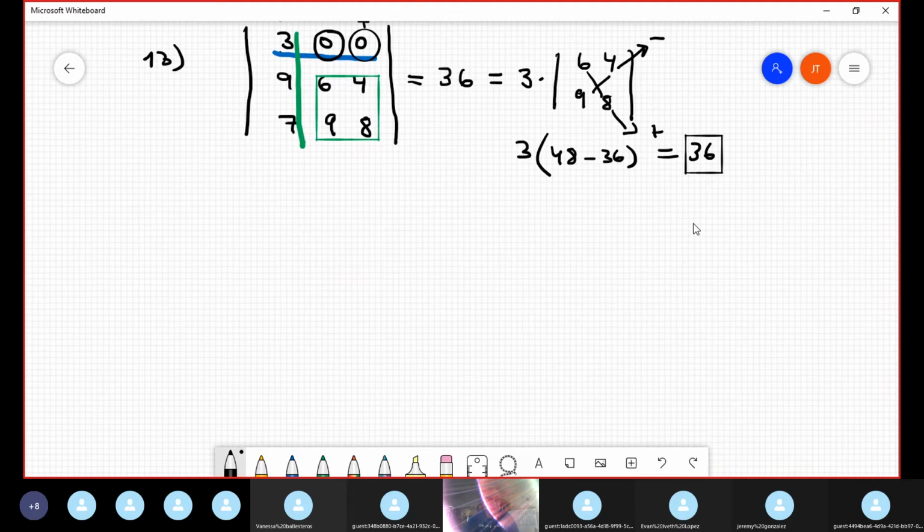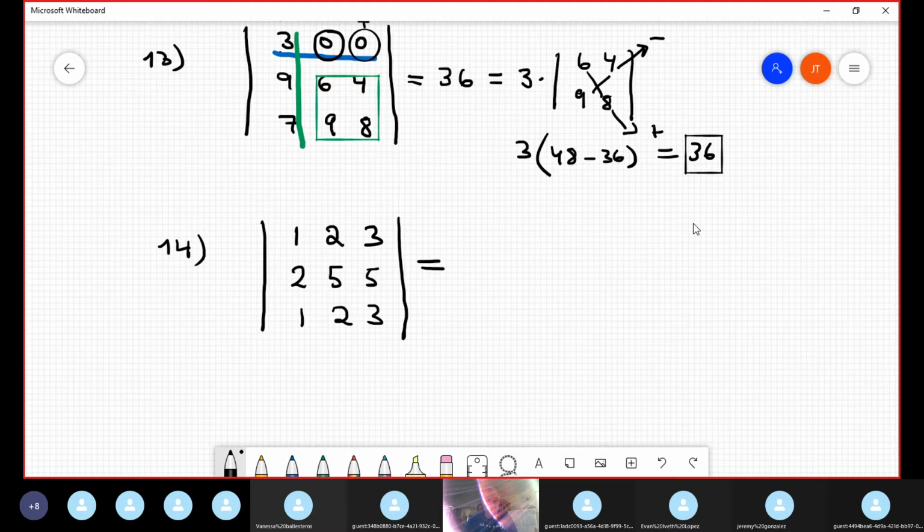Let me copy now question 14. It is another determinant, right? And the answer is 1, 2, 3, 255, and 1, 2, 3 again. Wow, repetition. You see that row 1 and row 3 are identical. So what is the answer of a determinant that has the same row or the same column? What is the answer? You don't remember?